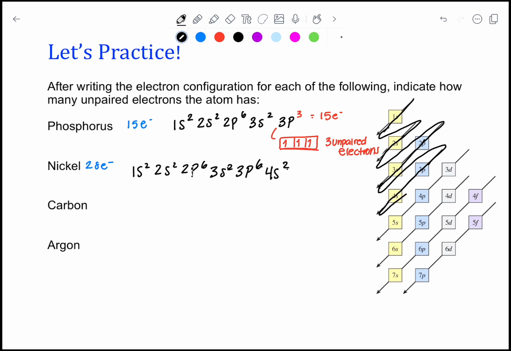My next orbital after the 4s is our 3d. So again, we're just following our diagram. We know that the 3d is higher in energy than the 4s, so it's going to come after the 4s. So 3d, well, we know d orbitals can hold a maximum of 10 electrons. I only have 8 electrons to give away, so those 8 electrons are going to go in my d orbital.